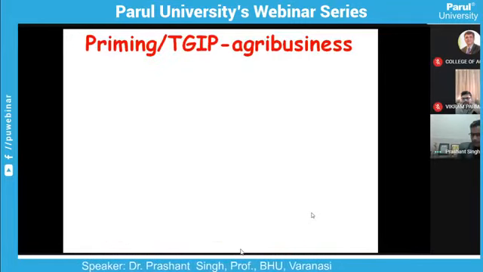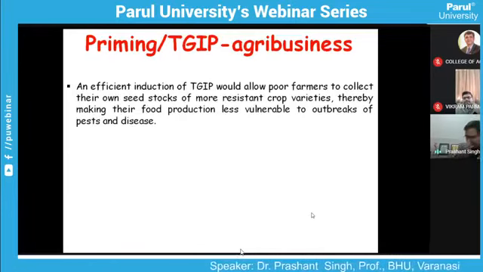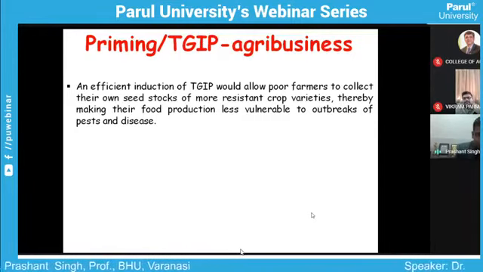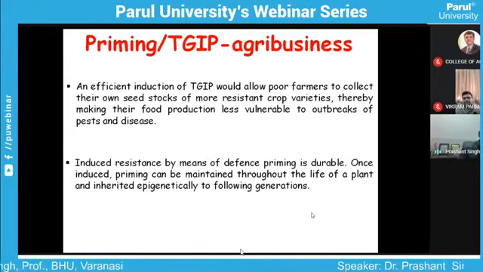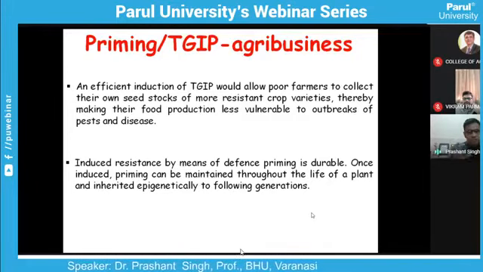Now see the profit. So we have discussed two aspects: people and the planet. So we saw that plants could be easily protected. There is no detrimental impact to the environment. Now see the profit, and I have already explained indirectly, in the case of the farmers, if they have their own seed stock of these varieties, they can keep them for a longer period, and they are less vulnerable to any outbreak of pest and disease. We already established that indeed, yes, it's durable, and once it is durable, it can be maintained throughout the life, and it could go to the next generation. And again, as I told you before, the mechanism is epigenetics.